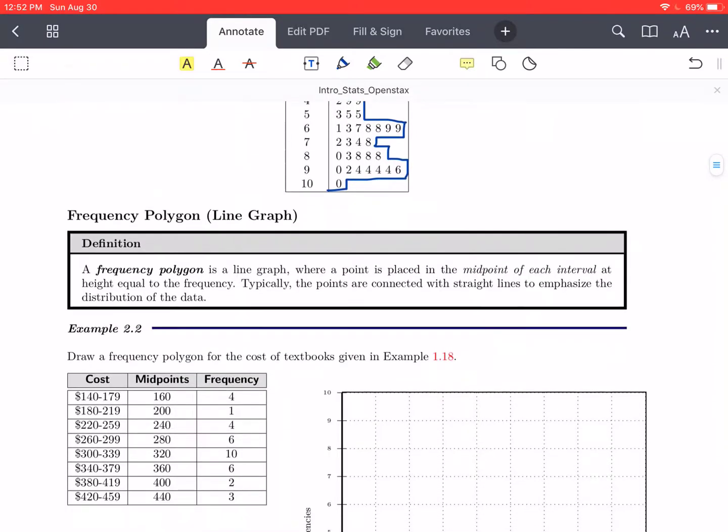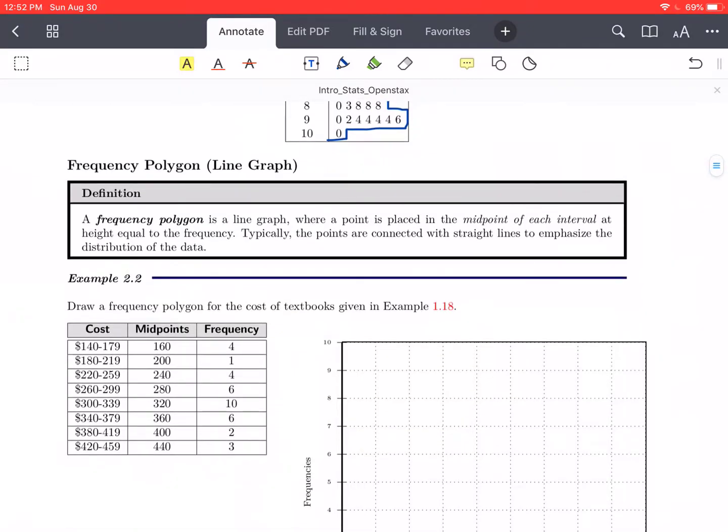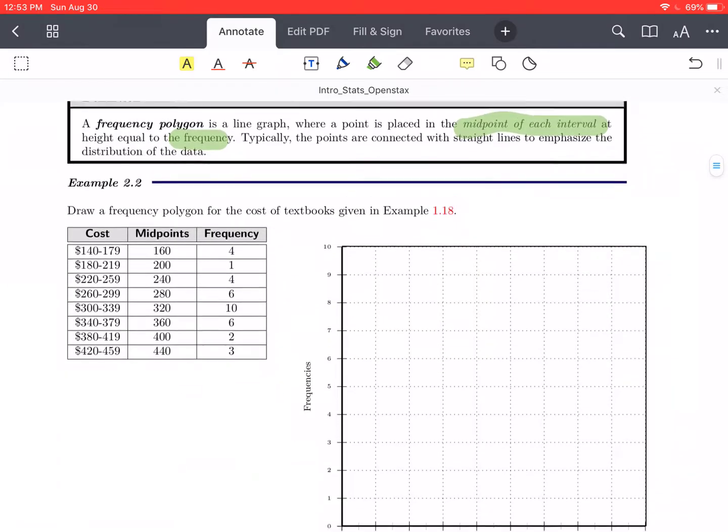Then we have a frequency polygon. A frequency polygon is a line graph where a point is placed on the midpoint of each interval at a height equal to the frequency. The frequency is just the number of times it occurs. Typically the points are connected with straight lines to emphasize the distribution of the data.